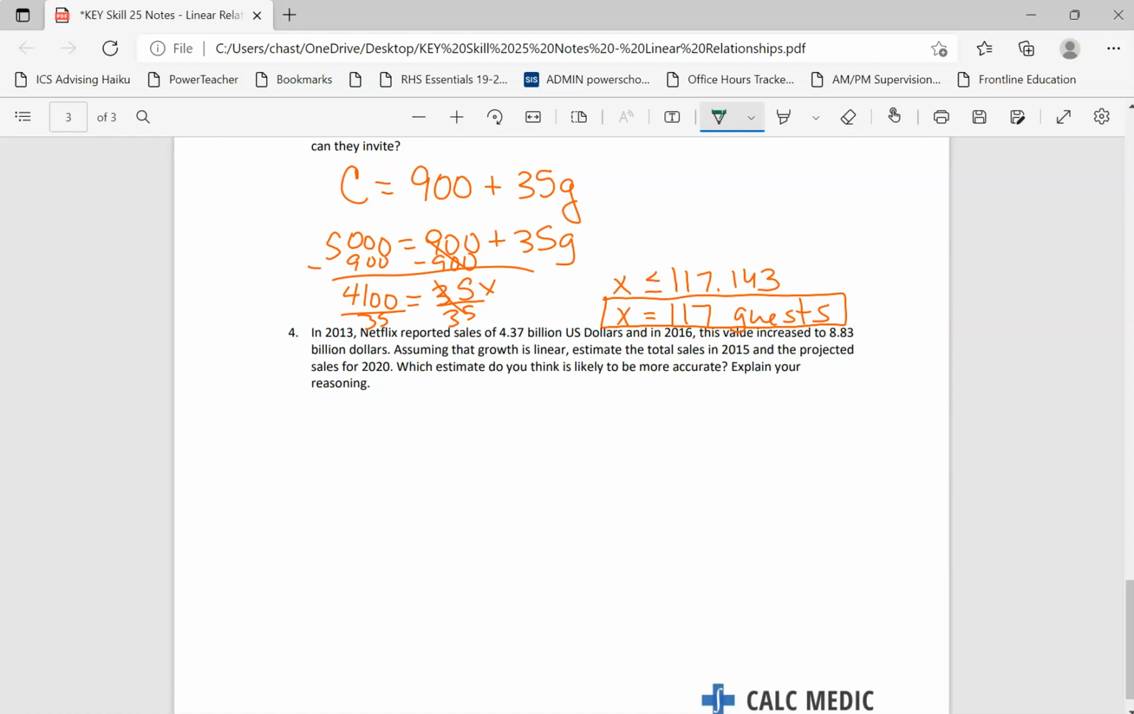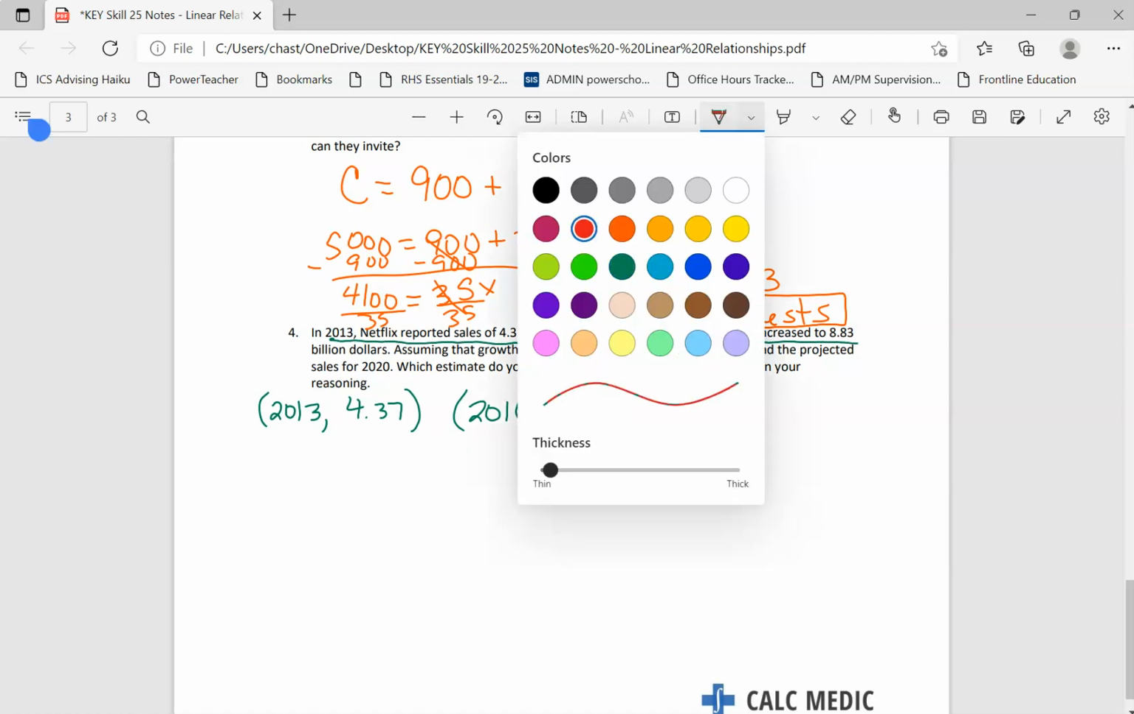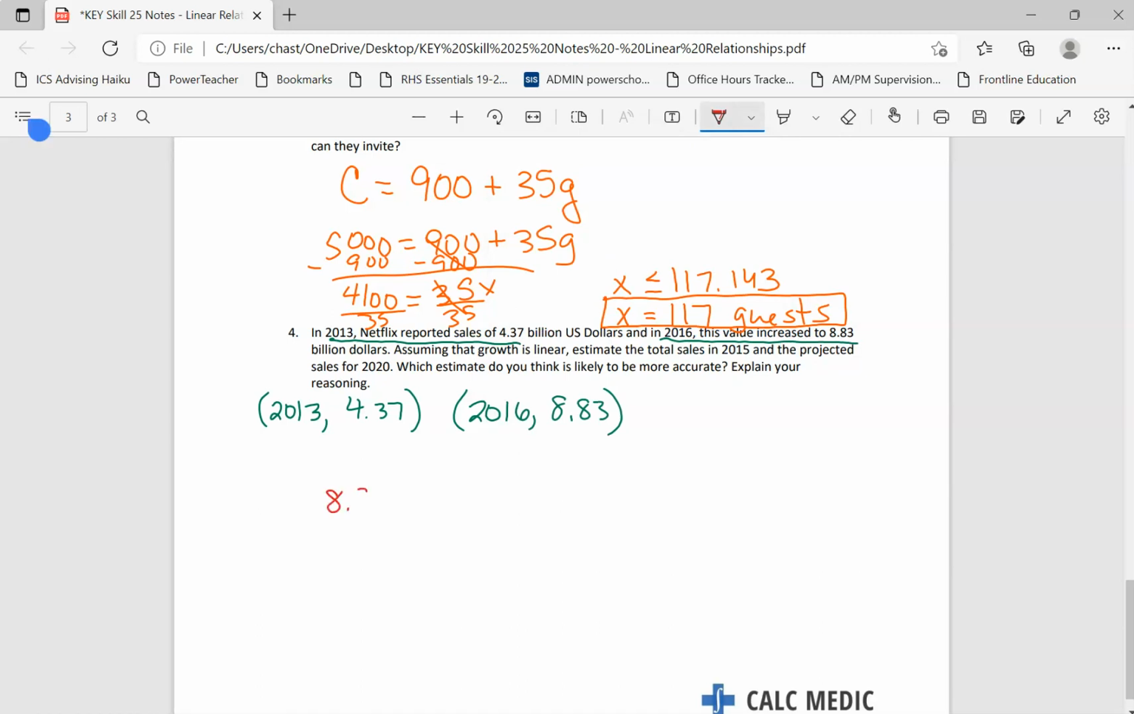Okay, so I'm going to think of this as, so let's think about this. So we have the ordered pair 2013, 4.37, and I'll assume that number's in billions. And we have in 2016, it was 8.83 billion. So I'm going to interpret those scenarios as ordered pairs. And so now what I'm going to do is find the slope between them. So if I take 8.83 minus 4.37 and divide it by 2016 minus 2013.